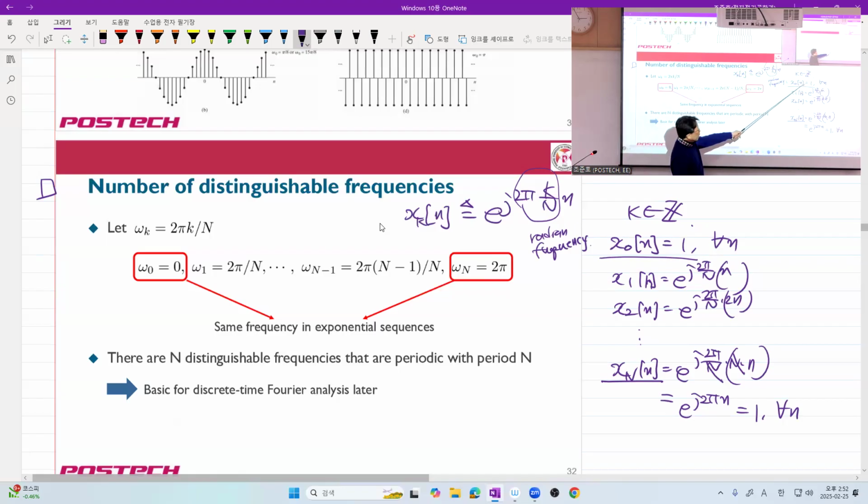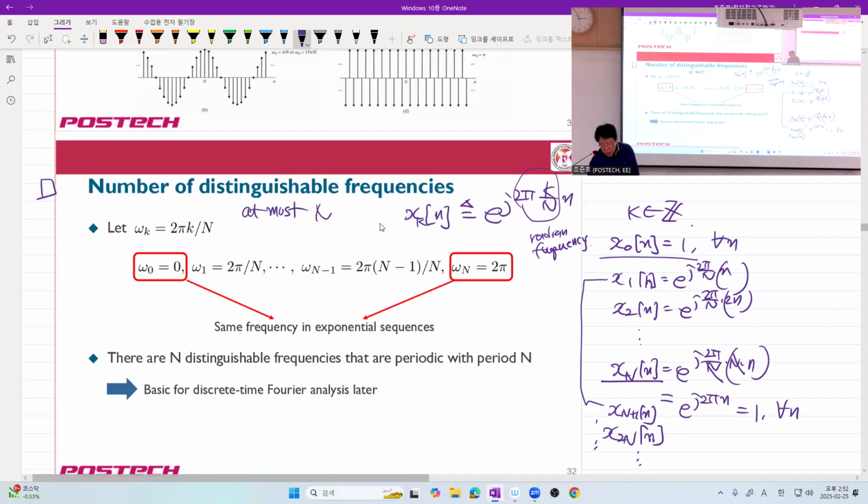You have what? This one, same as that one, and same as that one, dot, dot, dot. And this one is the same as x sub n plus 1 of n, and something like that. So even though you have a common 2 pi over capital N, and then you change the frequency, the signals do not differ that much. You have at most N distinguishable frequencies.